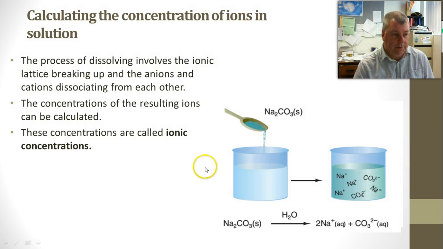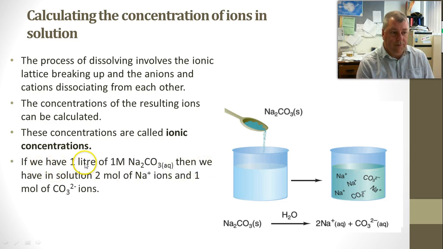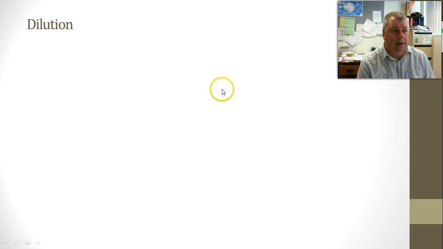And as I said earlier, if we measured out 1 mole of this and put it into 1 litre, we would have a 1 molar sodium carbonate solution. Then we would have in solution 2 mole of sodium ions and 1 mole of carbonate ions. That's only if we have a litre. If we had less than a litre or more than a litre, that amount would vary. Sorry, this is the concentration, that's an amount. That's probably more precise.